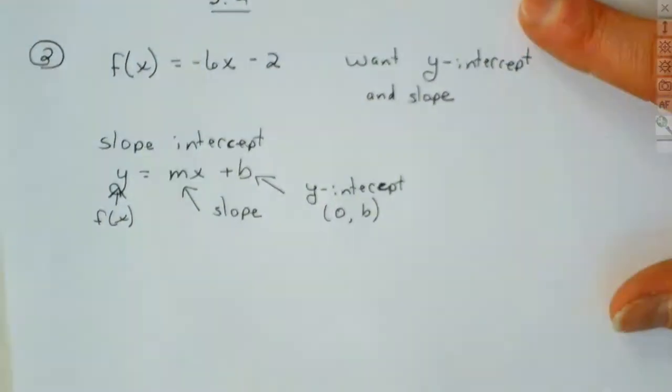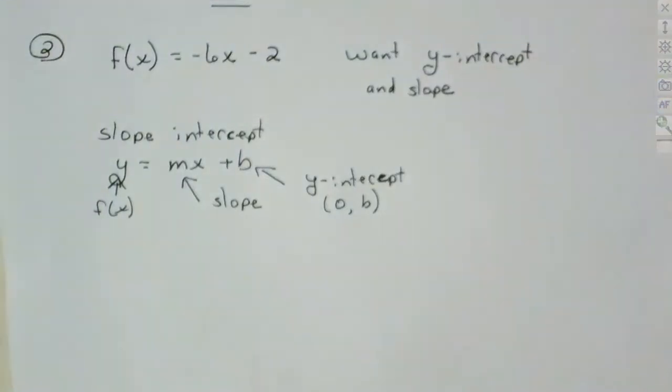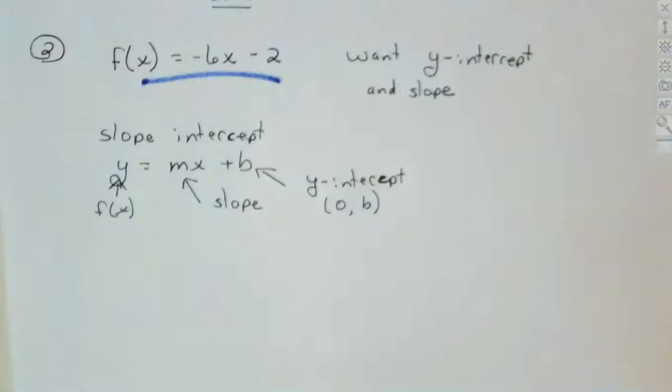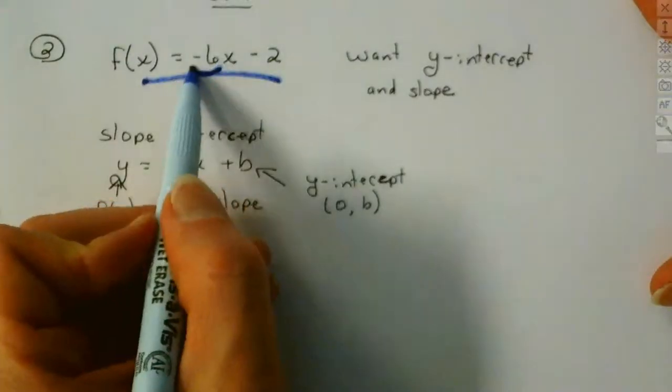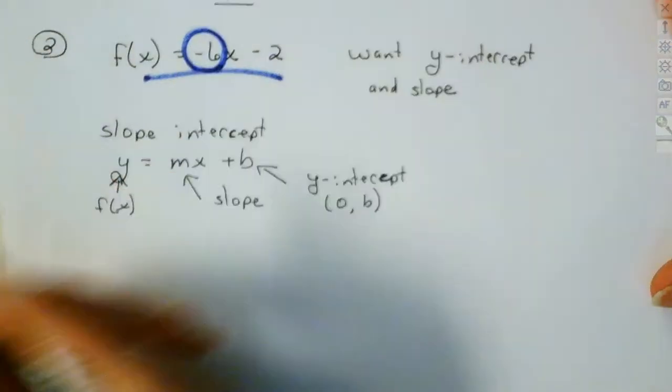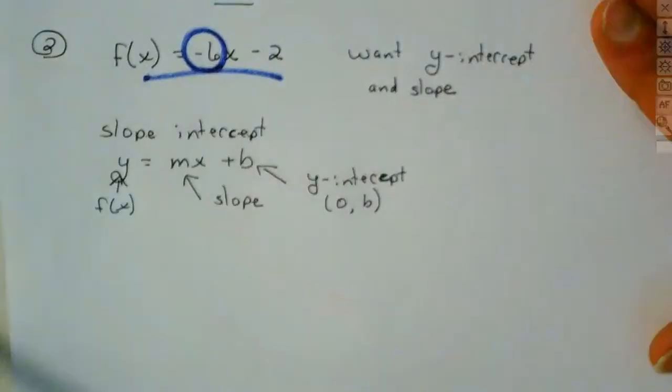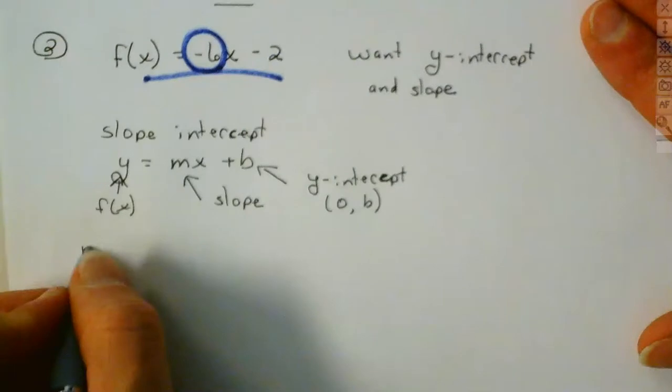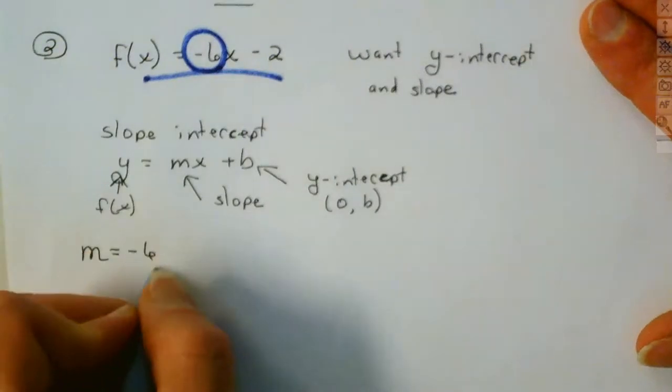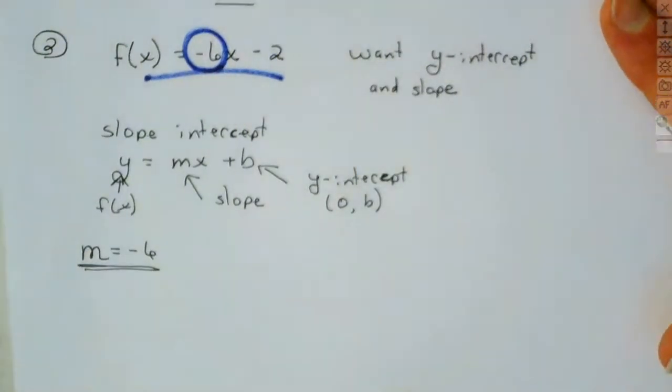So we want to take our equation right here, and we want to find our slope, and we want to find our y-intercept. Now, the number in front of the x is the slope. So in this question, what would our slope be? Our slope would be the -6, right?